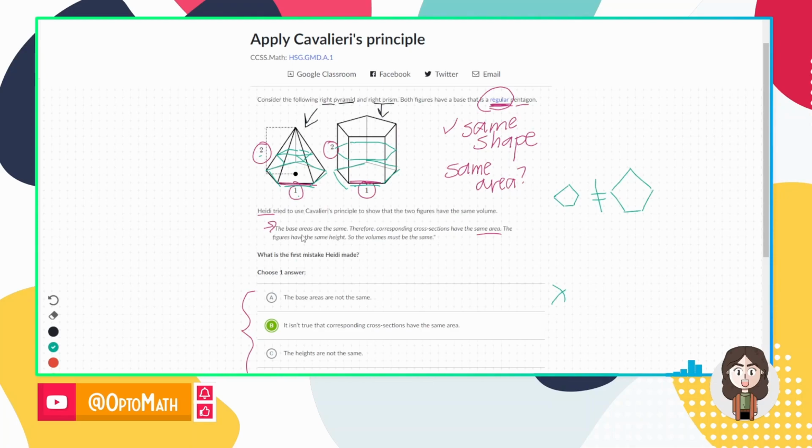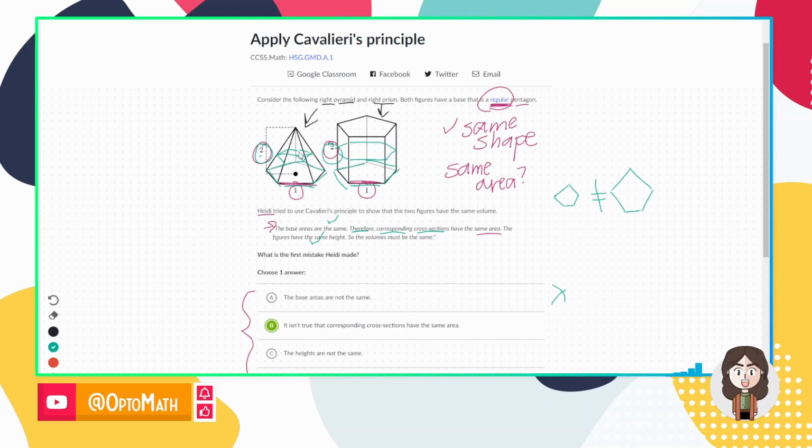So let's see what part of Heidi's explanation we should rule out as being incorrect. The base areas are the same. That's good. Therefore, corresponding, well, this is not true. Just because the base areas are the same, that doesn't mean that corresponding cross sections have the same area. I don't have to say the word base there. So that's it. The heights are the same. We see that here. So that was another check. So got to check those cross sections.